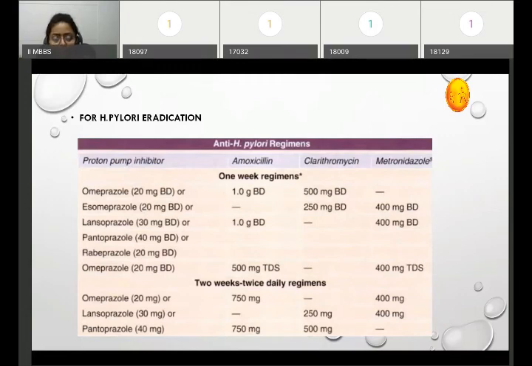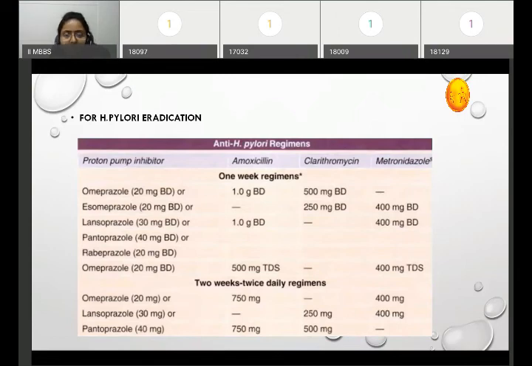For any peptic ulcer case, you have to start first with the 1 week regimen. If it is not cured by that, then the 2 week regimen. 85% cure occurs in the 1 week regimen only, but some people may require the 2 week regimen also. So the 1 week regimen includes a proton pump inhibitor, then amoxicillin in the dose of 1 gram BD, and clarithromycin 500 milligram BD. You can add metronidazole also. Then second, if you are giving esomeprazole, then you have to add clarithromycin and metronidazole. If you are giving lansoprazole, then you have to add amoxicillin and metronidazole.